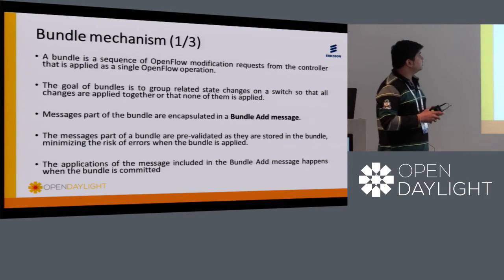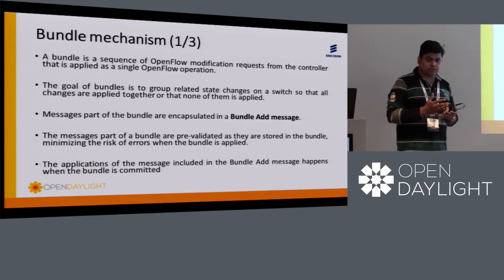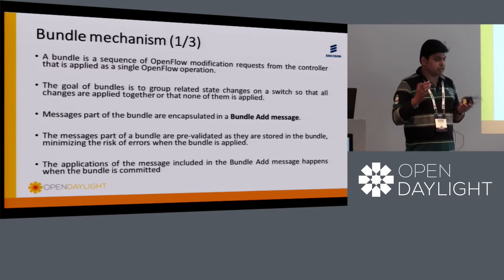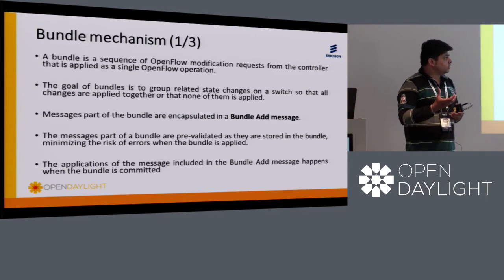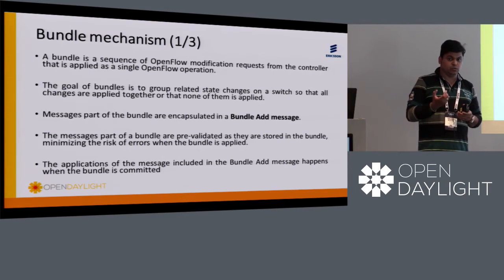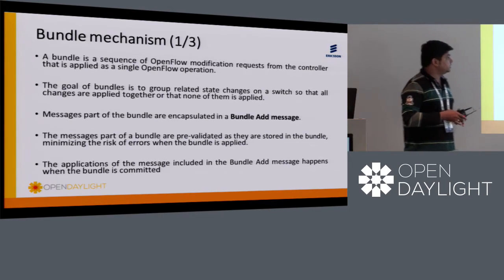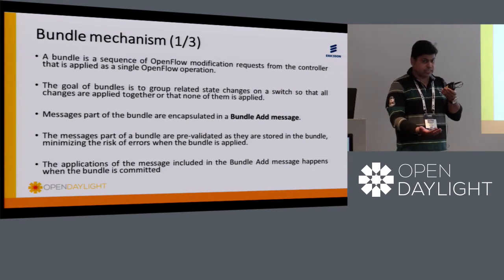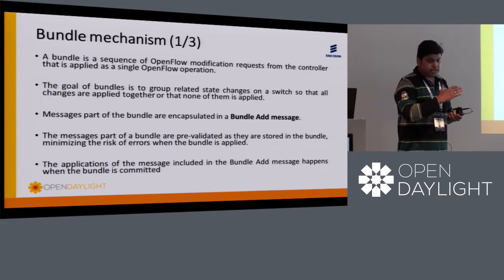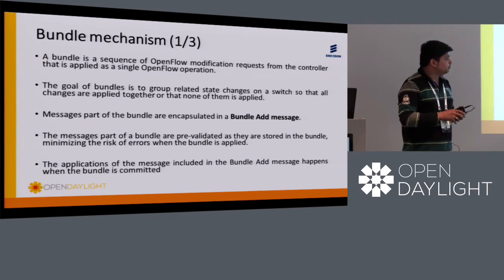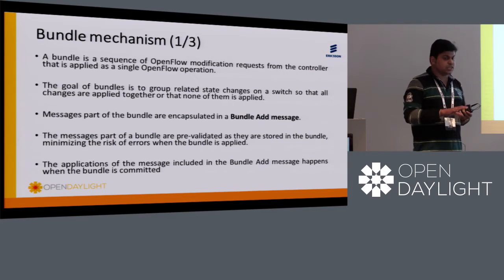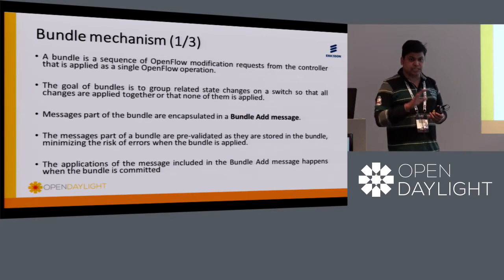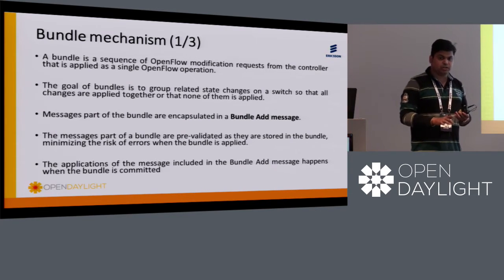What does a bundle mechanism say? It says you can group all the particular flows or OpenFlow messages in a bundle, and that bundle will have a particular bundle ID, and with that bundle ID you have a bundle add message, which can encapsulate the number of flows, group or meter or anything. And not only that, this can be validated before provisioning it to the switch. Once these are validated, the controller gives the switch a green signal of a commit message, and these are committed. So either all are committed or none is committed.